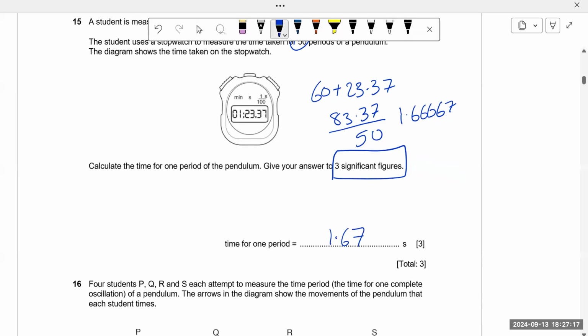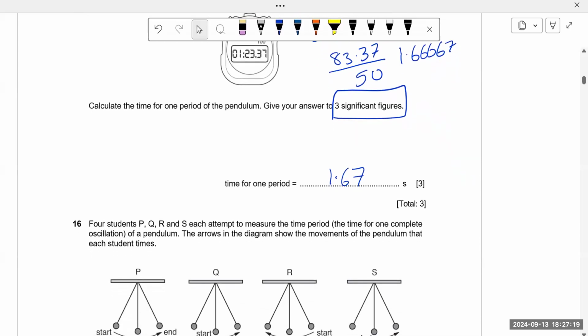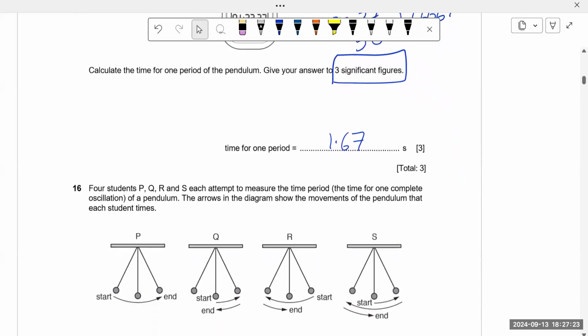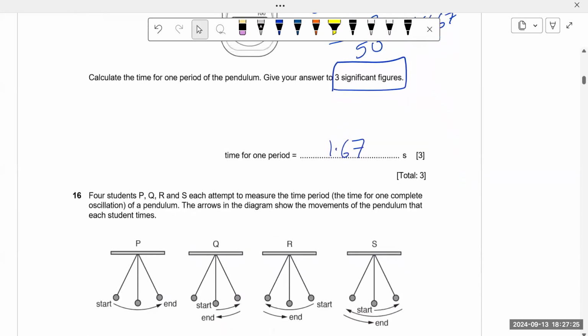If you don't know how to get the significant figures, please let me know, and I'll talk to your math teacher, Miss Yasmin, and we'll discuss this in class, inshallah.